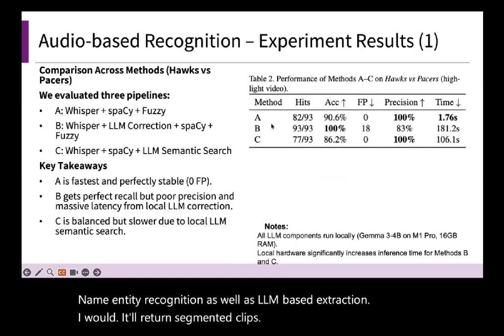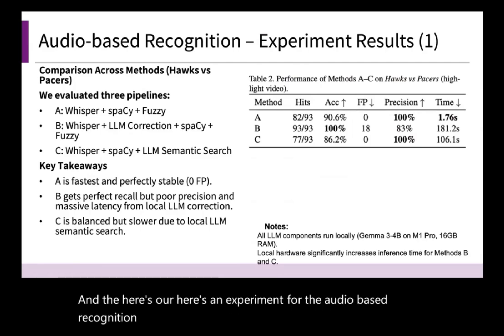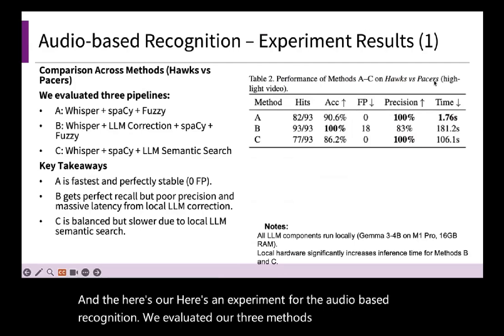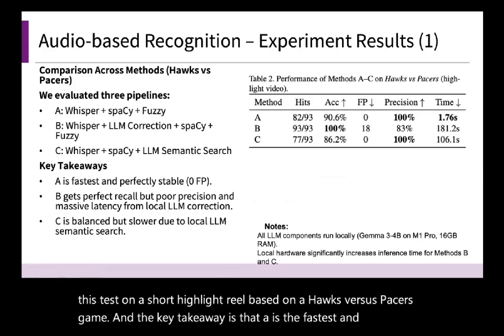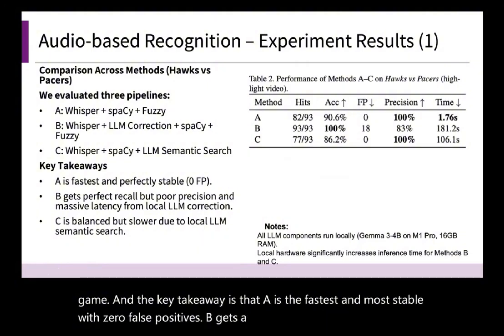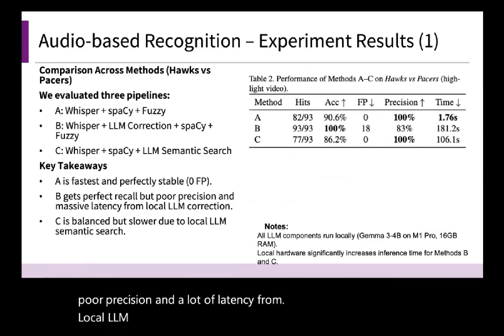And here's an experiment for the audio-based recognition. We evaluated our three methods, and we performed this test on a short highlight reel based on a Hawks versus Pacers game. The key takeaway is that A is the fastest and most stable with 0 false positives. B gets perfect recall, but rather poor precision and a lot of latency from local LLM correcting. C is most balanced, but still very slow since we're using local LLMs.